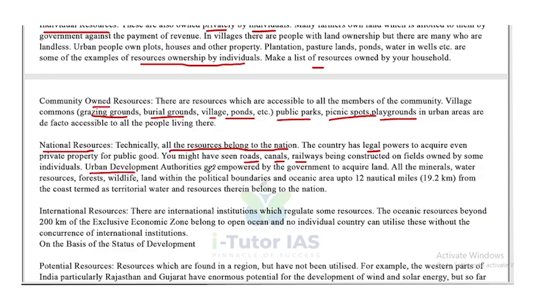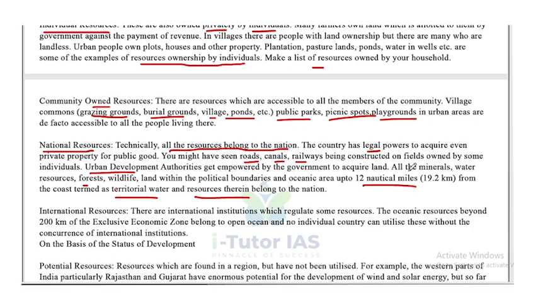Urban development authorities get empowered by the government to acquire land. All the minerals, water resources, forest, wildlife, land within a political boundary and oceanic area up to 12 nautical miles, that is 19.2 km from the coast, termed as territorial water, and resources therein belong to the nation. So all these resources belong to the nation.